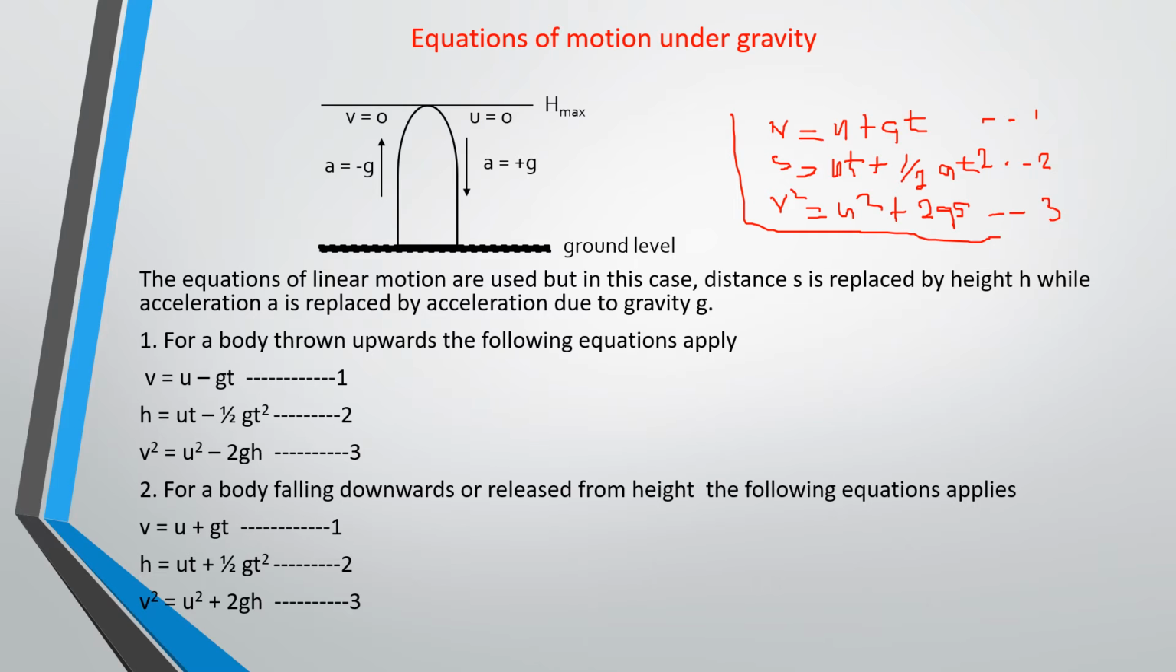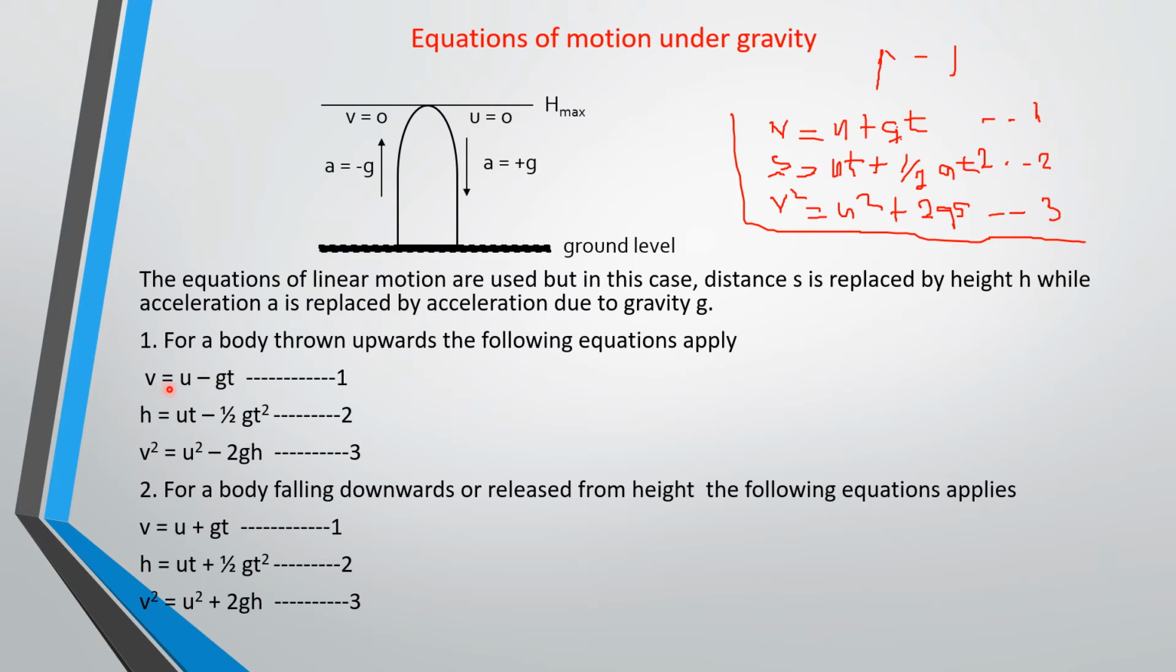Now for motion under gravity, the a will become g, and then the s will now be h, which is the height. You also take the direction of motion. If the body is going upward, acceleration due to gravity is negative, right? Then if it is coming down, acceleration due to gravity is positive. So if you know that one now, you can see these equations of motion under gravity.